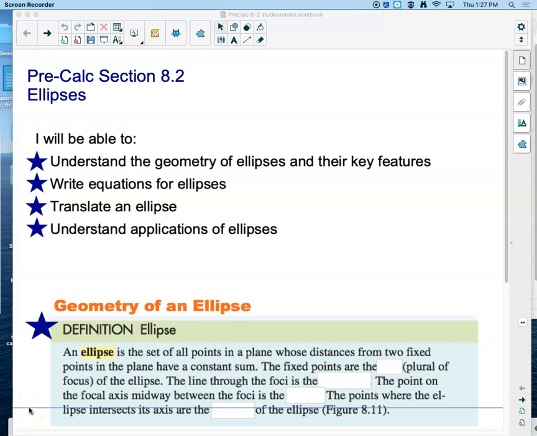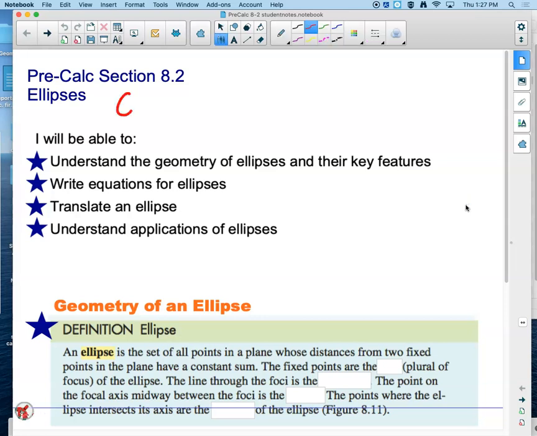Pre-calculus students, these are the notes for section 8.2, which starts talking about ellipses. And as I had mentioned in class, ellipse is the fancy math name for an oval. So we're looking at ovals more closely. Again, what we're trying to do is break it down, see the math, how these ovals are formed, but we're going to get used to calling them ellipses.